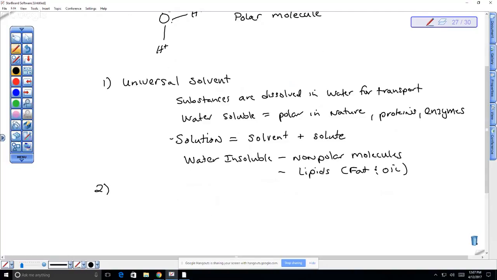Another important aspect of water is that it has a high heat of vaporization. So this is where it gets turned into a gas. So it goes from a liquid to a gas. And what body function is this important in? Sweating. Sweating, right? So with sweating, we have evaporative cooling.